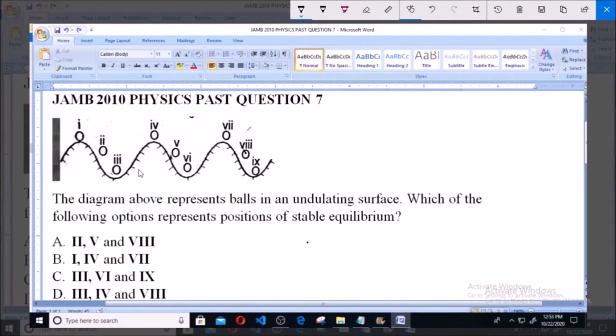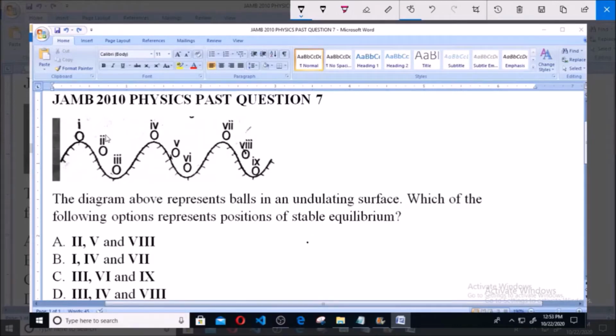A. 2, 5 and 8. B. 1, 4 and 7. C. 3, 6 and 9. D. 3, 4 and 8.